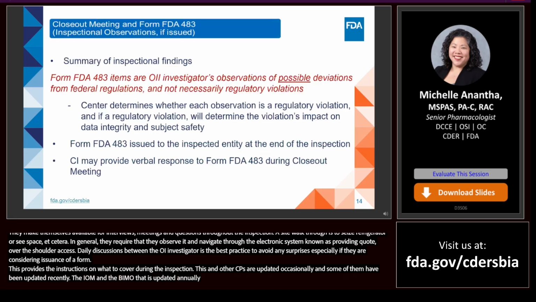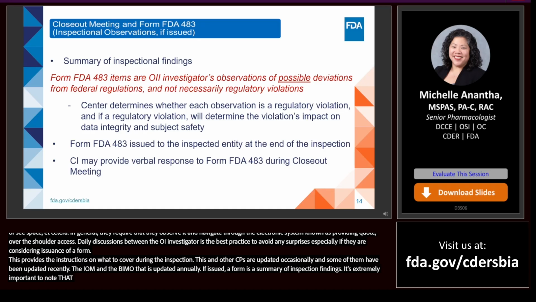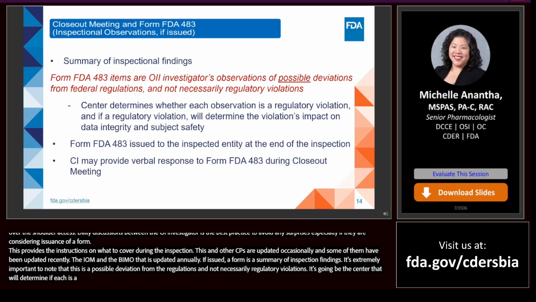If issued, a Form FDA 483, or 483, is a summary of inspectional findings. It is extremely important to note that the 483 items are the OII investigator's observations of possible deviations from the regulations and not necessarily regulatory violations. It's going to be the center that will determine whether each observation is a regulatory violation, and if so, will determine the violation's impact on data integrity and subject safety.